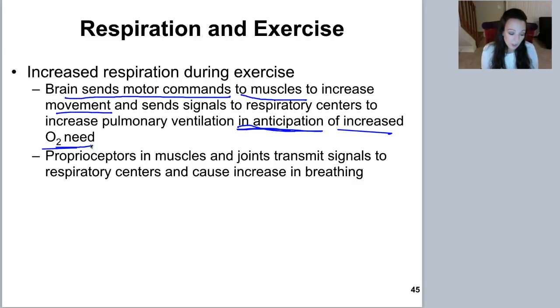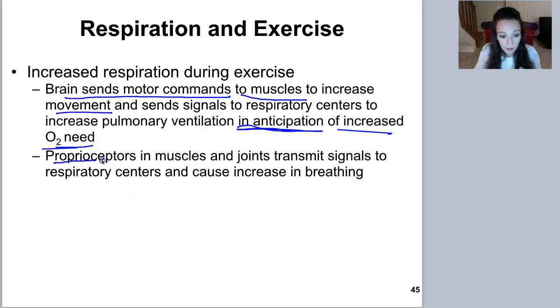We don't want to begin exercising without increasing our ventilation rate and then continue exercising so that in our body we get so low on oxygen that we pass out, okay? We don't want that to be the scenario. So our brain will sort of preemptively send signals to the medulla saying, hey, we're starting to move our muscles more now. We're sending more signals to the muscles. Let's also increase the ventilation rate before our oxygen levels get too low.